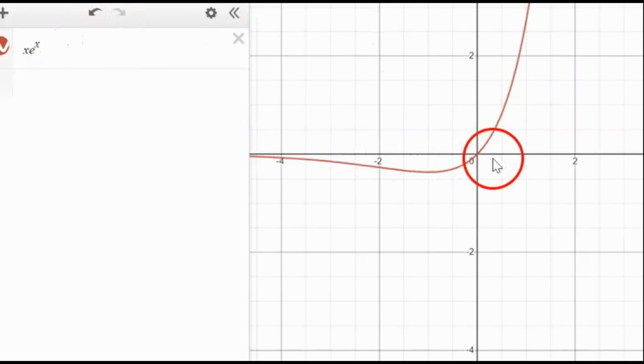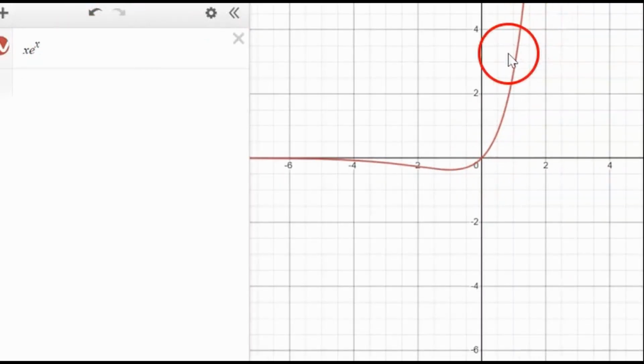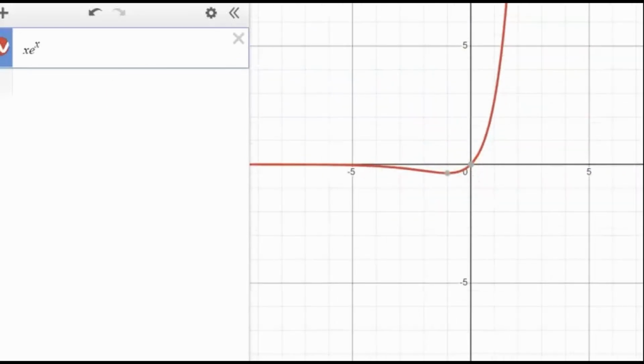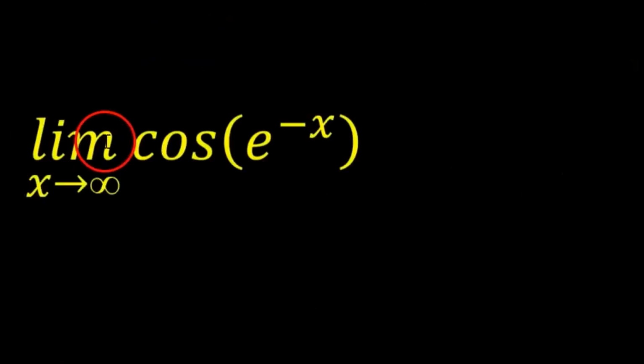As x goes to positive infinity, it kind of pushes off, but we care about going to negative infinity. So as x goes to negative infinity of this function, it's going to 0 here. So that's cool. Okay, all right. I don't have anything more to say about that.